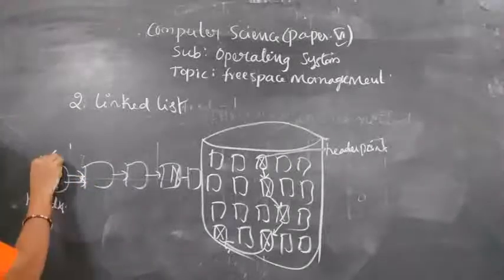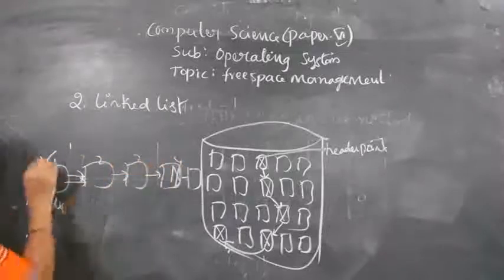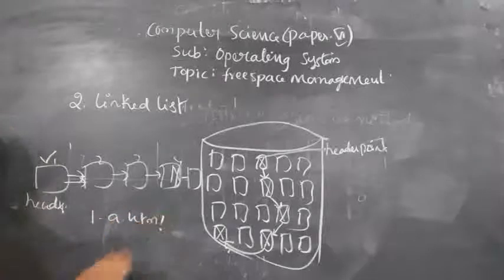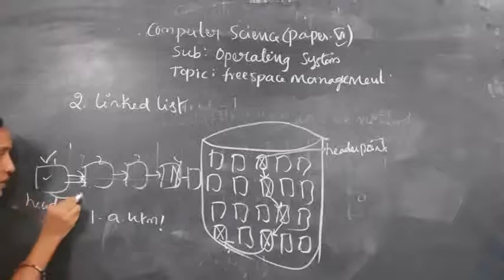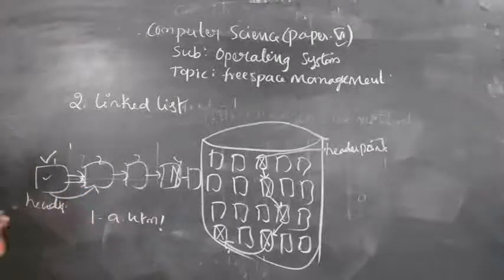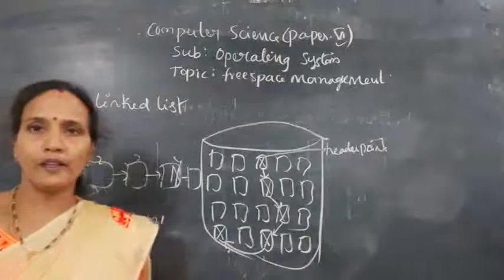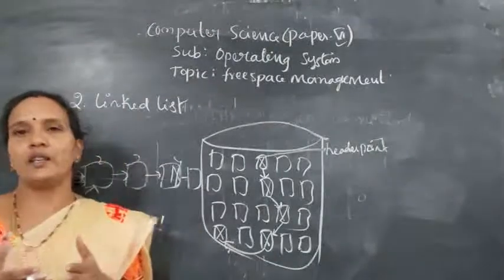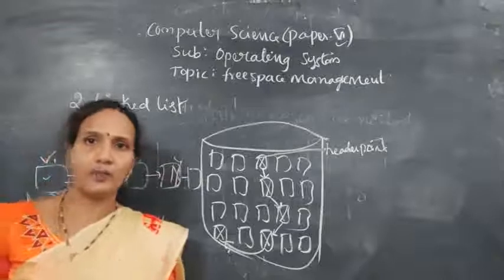Understood? For example, this is the first node, second node, third one, fourth one. The first node you have given to, for example, a.html. Then this memory is allocated, and then the header moves to the next node. That's it. Clear? So here, whatever free blocks are there, those free blocks are linked with pointers.